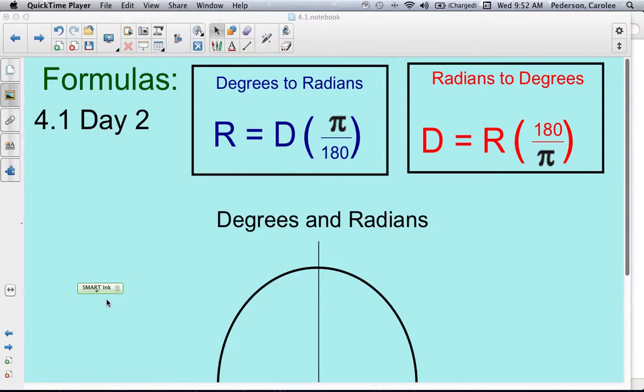All right, this is 4.1, day 2, part 2. Please write these two formulas down. They are very important.